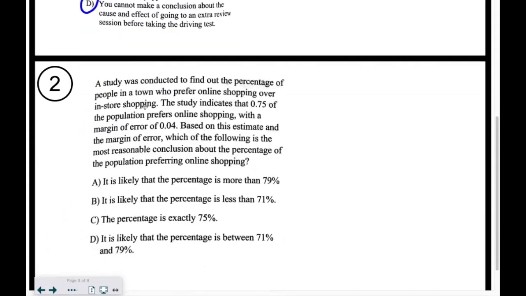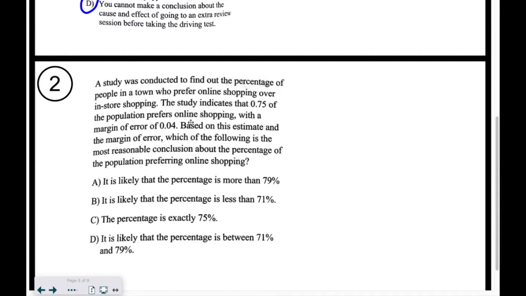Okay, number two. Number two is a nice review of what margin of error is. It says that we're trying to conduct a study to find out the percentage of people in a town who prefer online shopping over in-store shopping. It's really important to understand that there's no way to actually answer this question unless we could ask every person in a town, which is just not feasible. So we're in search of something that we can't find, and we just try to get really, really good estimates.